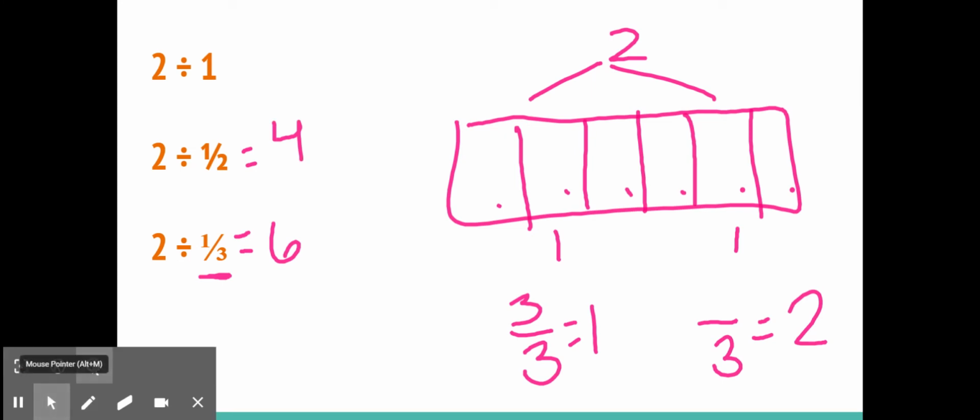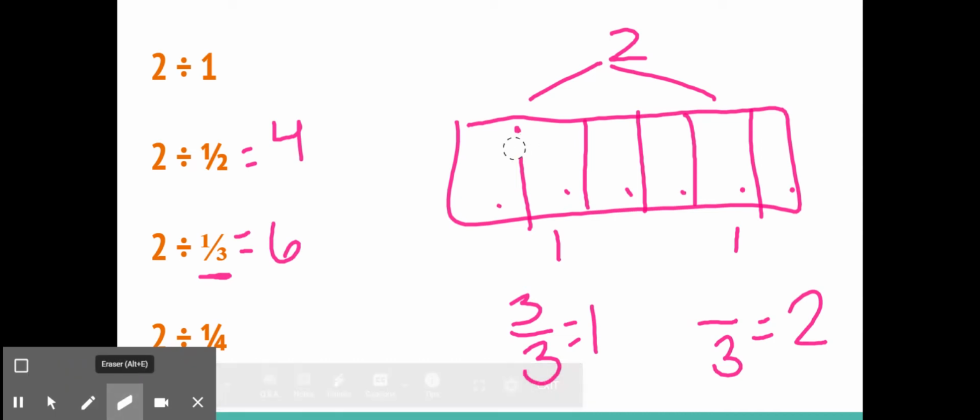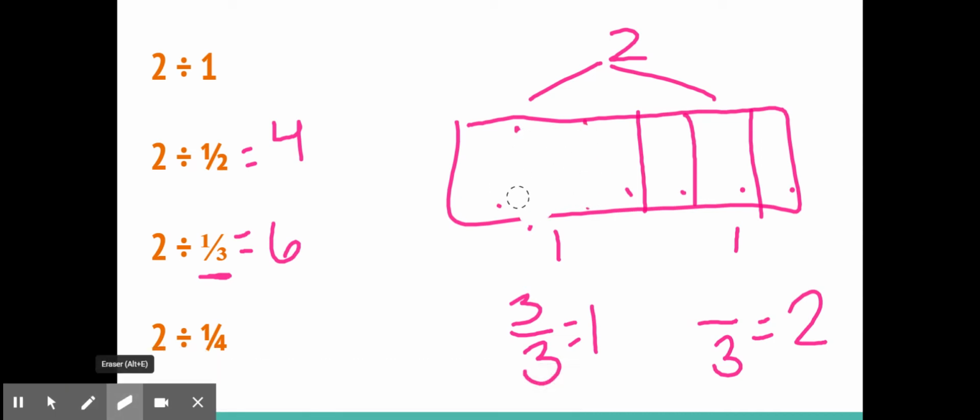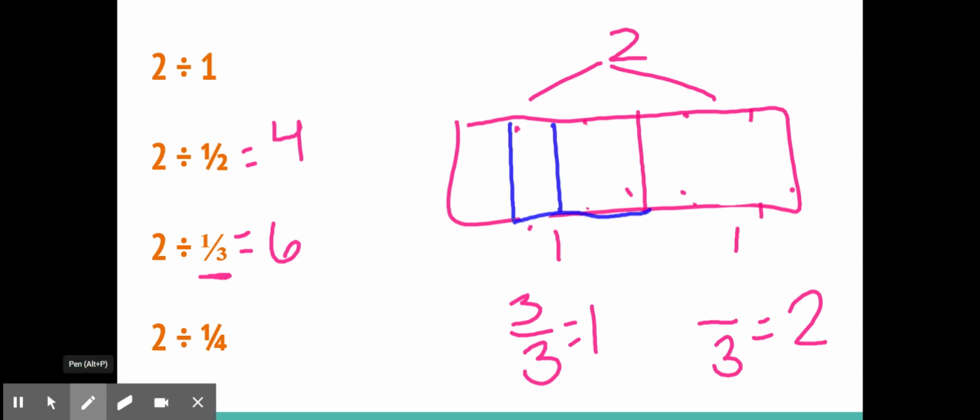Let's do one more, and then I want us to go ahead and look at our pattern. All right, so if I have 2 divided by 1/4, again, I still have my 2, and I've divided it into 1 and 1 just to help my thinking. I need to show fourths. Well, there's 4 fourths in each whole. So how many fourths do I have total? 1, 2, 3, 4, 5, 6, 7, 8.